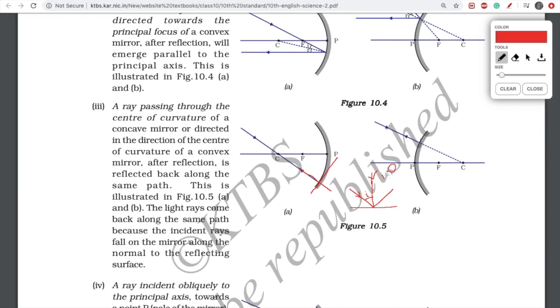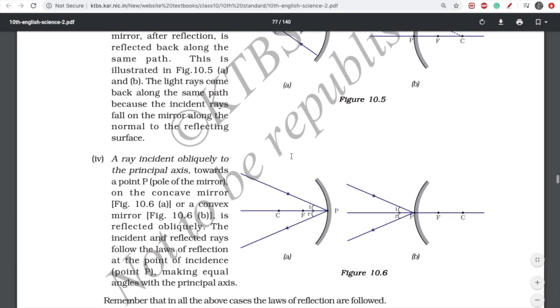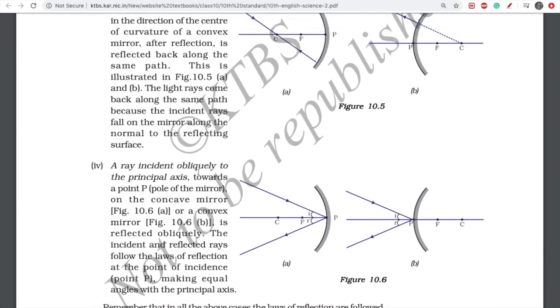Sorry, I'm not able to draw it easily. Because now the angle of incidence is 0, what should the angle of reflection be? It should also be 0. So it has to travel back in the same path that it came. What is the next rule? Next rule is, an incident ray that is incident obliquely to the principal axis towards the pole is reflected obliquely again. This is an easy rule actually, correct?